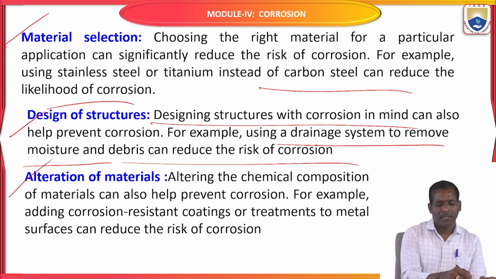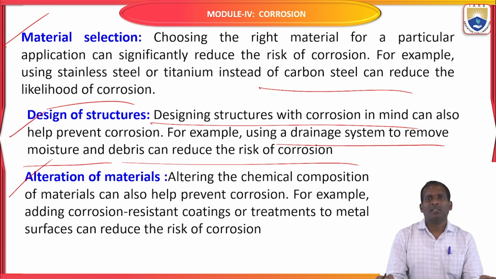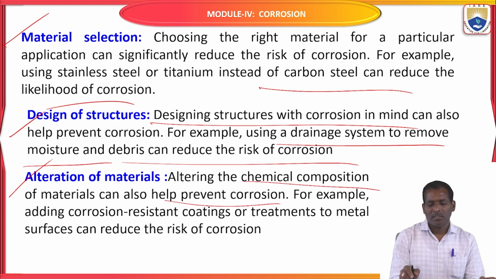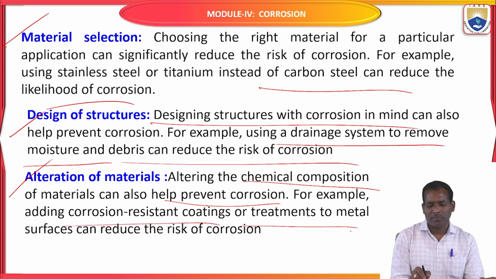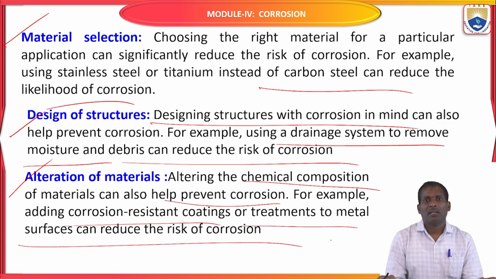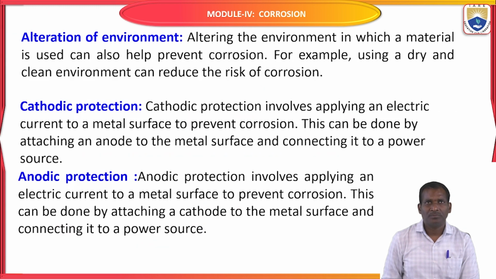And alteration of materials. Altering the chemical composition of materials can also help prevent corrosion. You can change the chemical composition of a particular material by adding some materials. For example, adding corrosion resistant coatings or treatments to metal surfaces can reduce the risk of corrosion. So altering the metal composition can reduce the risk of corrosion.